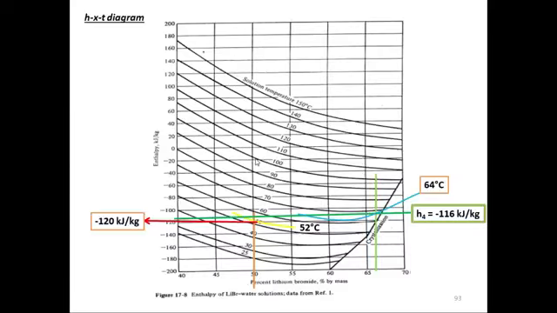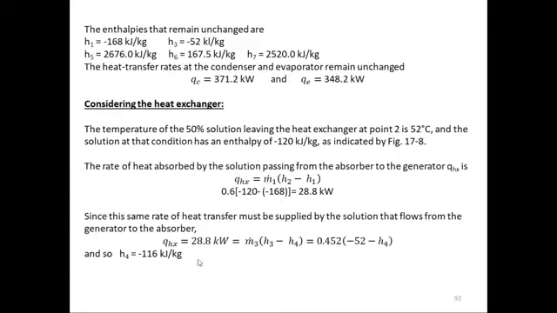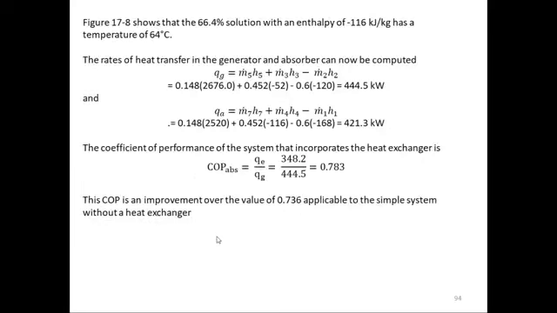Where is that? Okay, this is it, these are the diagrams. It's right here. Figure 17-8 shows that a 66.4% solution with an enthalpy of minus 116 kilojoule per kilogram has a temperature of 64 degrees centigrade. The rates of heat transfer in the generator and the absorber can now be computed.